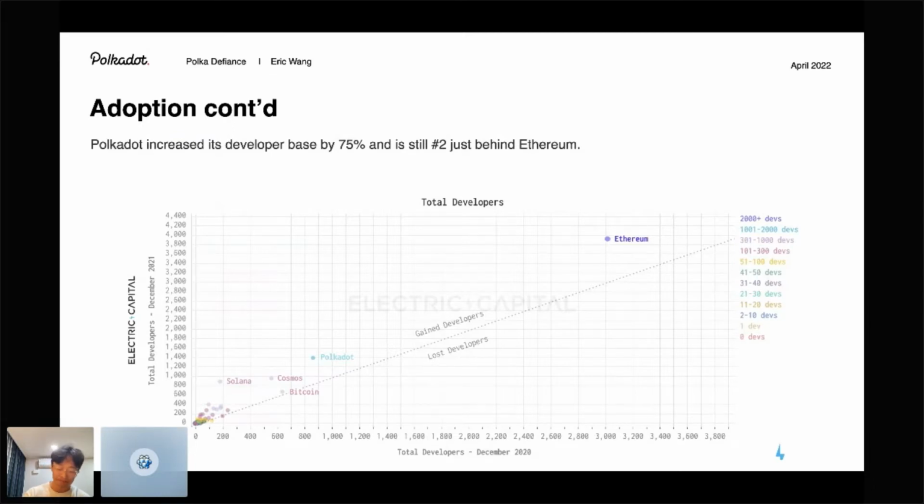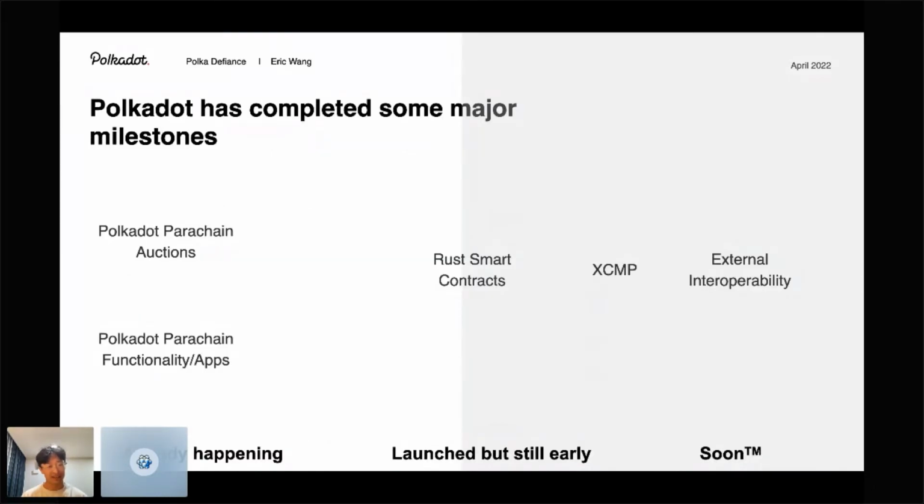So I think in the last year, we see Polkadot has completed some major technical milestones. Some milestones that have already happened and continued to grow are Polkadot parachain auctions and Polkadot parachain functionality and applications being live. These things are still growing significantly, but in terms of a technical concept, they've become a little more mature in the past year. Also something that has launched technically, but is still pretty early in terms of its technical implementation as well as level of adoption, is Rust smart contracts.